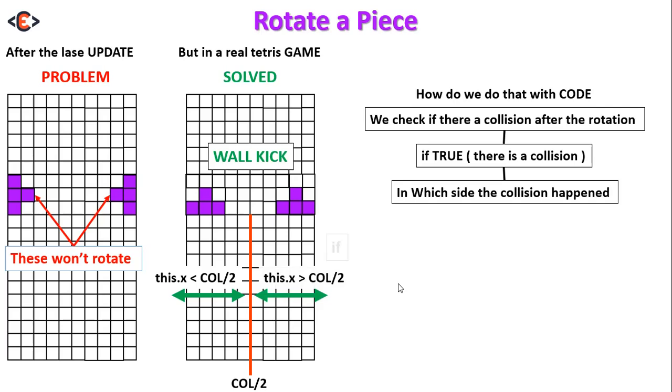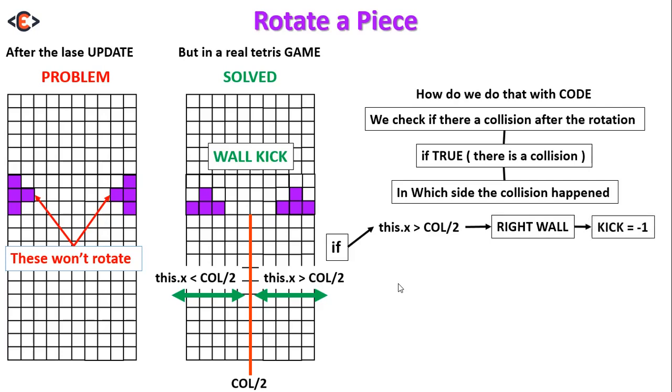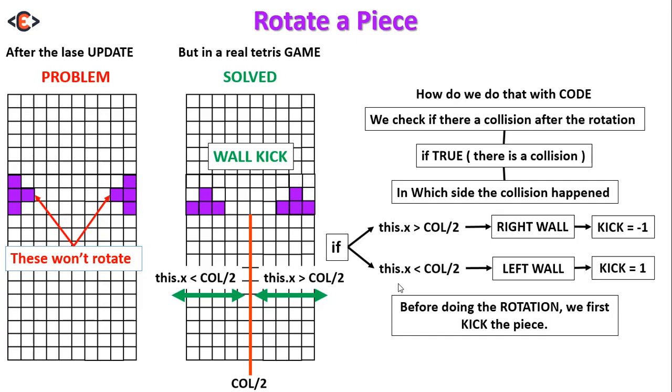So we use an if statement. If this.x is greater than column divided by 2, then it's the right wall. Remember, if it's the right wall, we need to kick the piece to the left. Kick it by 1 square, so we will set kick equals -1. Else, if this.x is less than column divided by 2, it means it's the left wall. Here we have to kick the piece to the right, which means kick equals 1. And then, before we do the rotation, we first kick the piece. Now here is the last update for our rotate function.